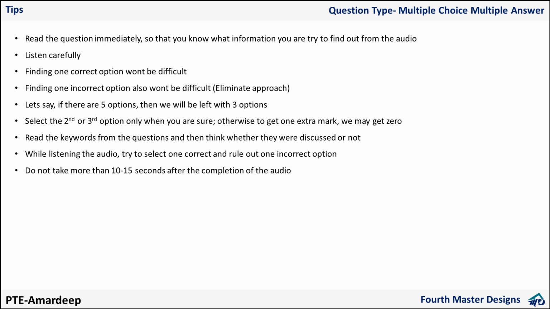And as I said earlier, no more than 10 to 15 seconds. Worst case 20, but go for 10 to 15. Okay guys, that's all. Now I am going to do some questions in front of you. Just see how I am finding the answers, and try to do the same thing when you are answering questions either in a mock test or in a section-wise test. Okay guys, so let's start our practice.